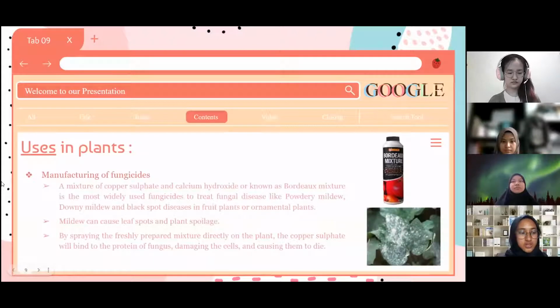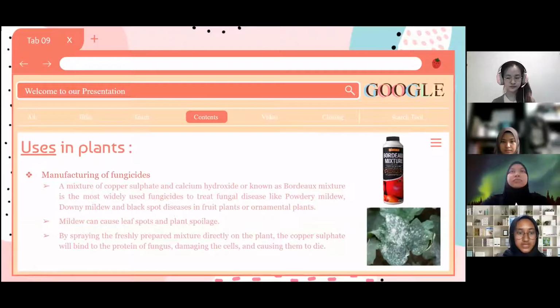So the first use of copper sulfate in plants is to manufacture fungicides. A mixture of copper sulfate and calcium hydroxide, known as Bordeaux mixture, is the most widely used fungicide to treat fungal diseases like powdery mildew, downy mildew, and black spot diseases in fruit plants or ornamental plants. Mildew can cause leaf spots and plant spoilage.